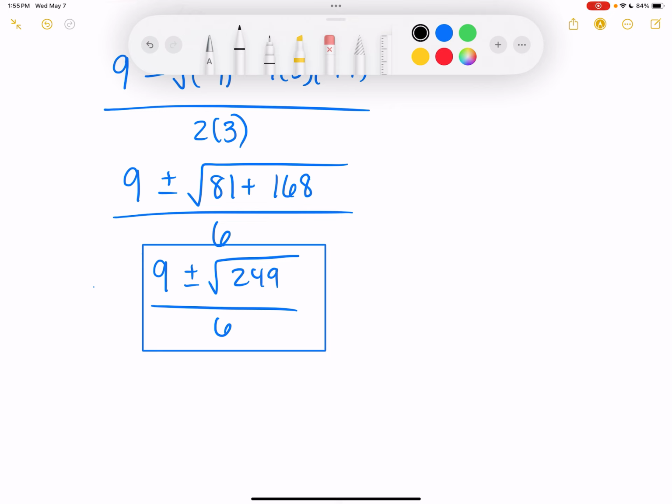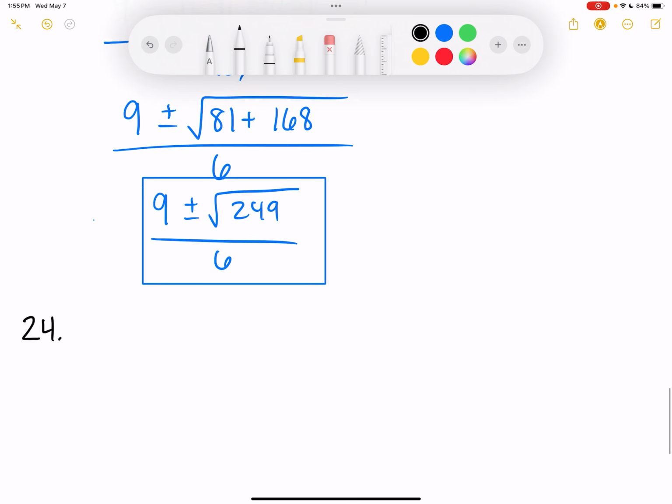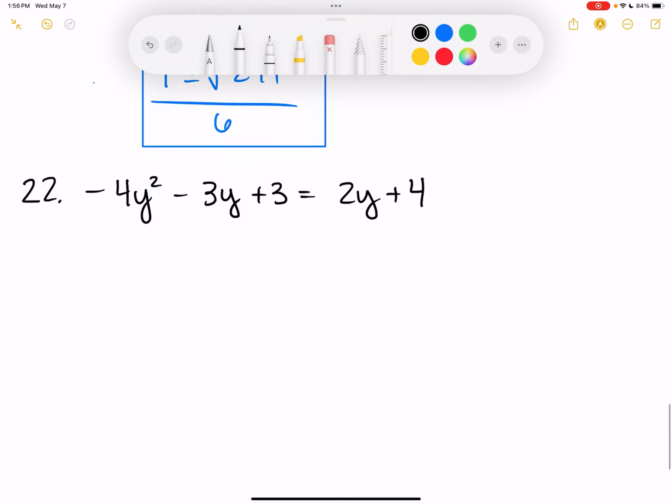All right, one more. I want you to try it by yourself. We're going to give you the wrong answer, and he's going to say cookie point. See, that's why Jonathan should give her the wrong answer. She believes Jonathan, always right. Actually, I want you to do this one instead. Number 22: negative 4y squared minus 3y plus 3 equals 2y plus 4. We do this one for ourselves.